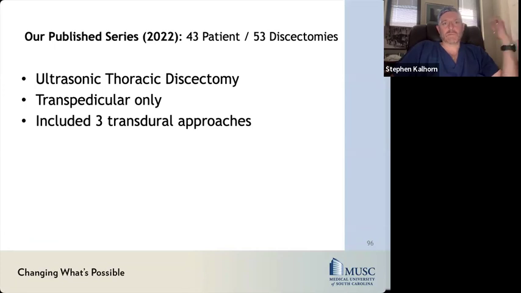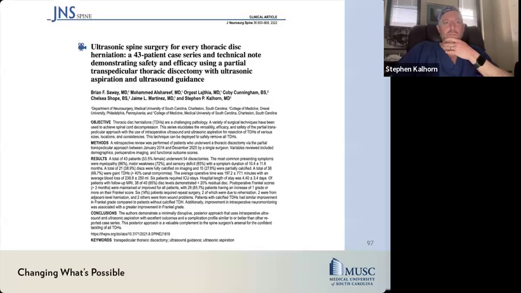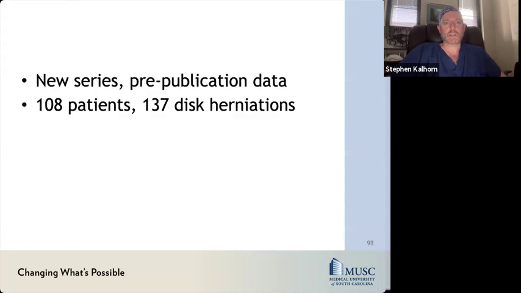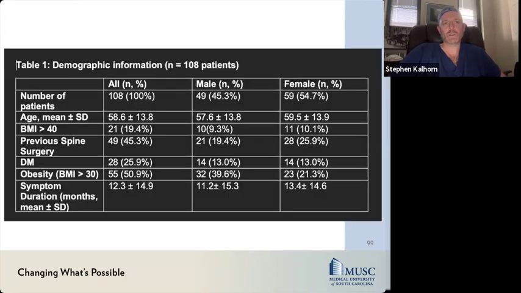So that was our series of 43 people, and then we had done 3 transdural approaches, and then we had written that up too. But then time went on, and these people kept on showing up, and so now we have 108 people and 137 discs. So this is our pre-publication data for this transpedicular approach. And so, like I said, 108 people, the mean age is around 58.